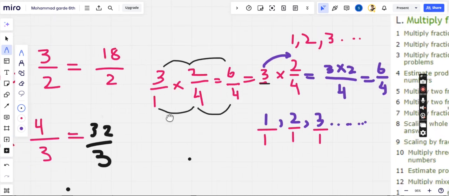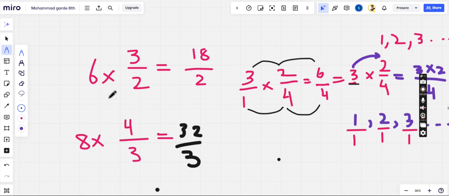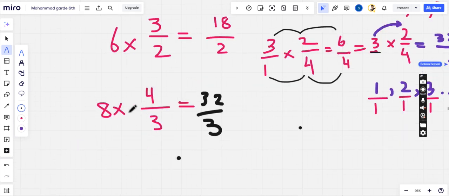Understand? And the second example, here you check that we have 6 times 3 over 2. So first we multiply 6 with 3, by which we get 18, and the denominator remains the same. And similarly in this one, 8 times 4 over 3. So 8 times 4 we get 32, and here you check that 3 remains the same.